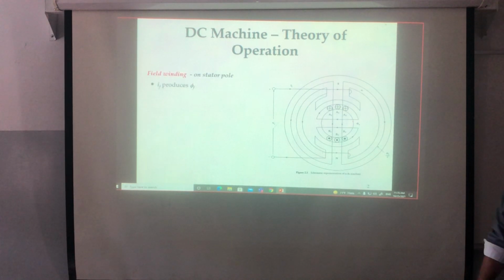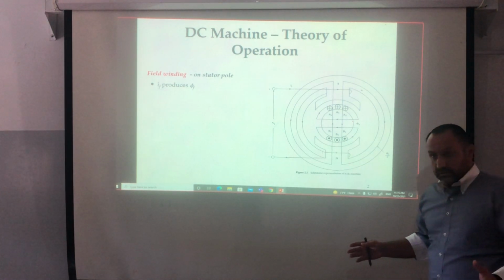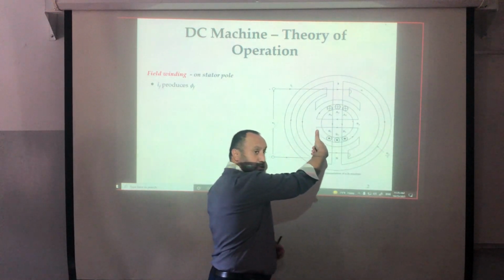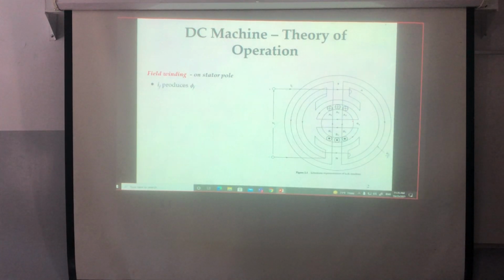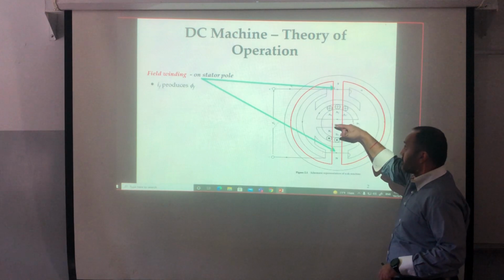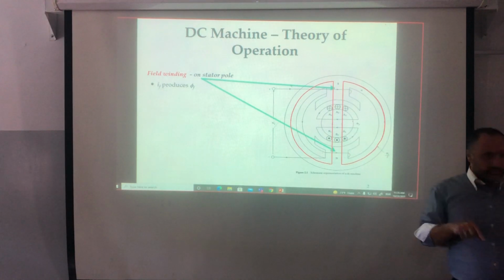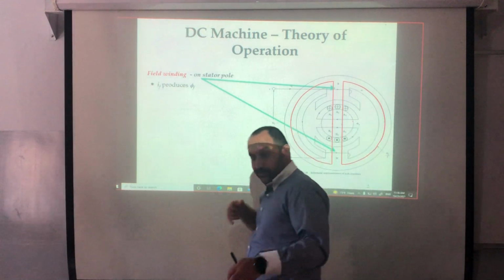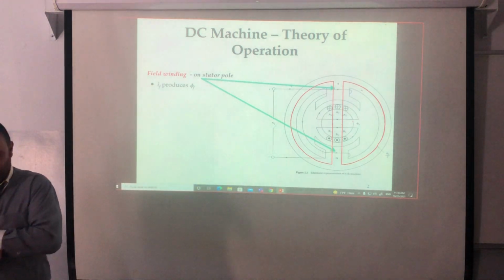So simply here, as we can see, we can place the field winding on the stator to produce what? The main field, correct? And according to the right-hand rule, this is the direction of the field. Now, on the rotor, we have here conductors, and you know that the dot is out from the board, and the cross is in, according to the right-hand rule.